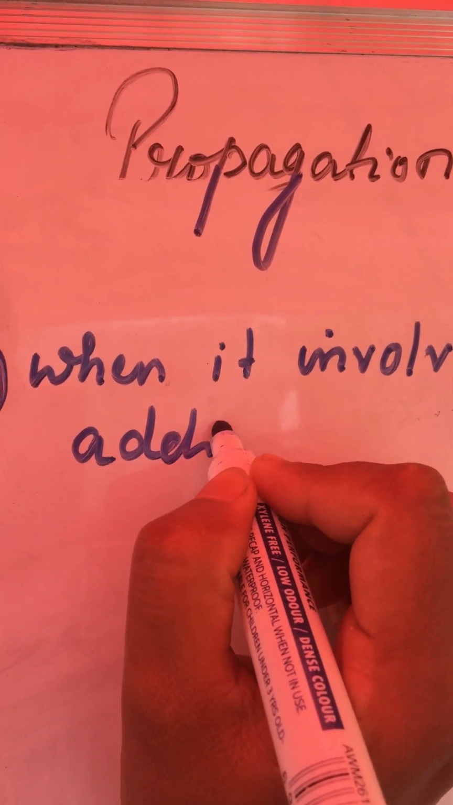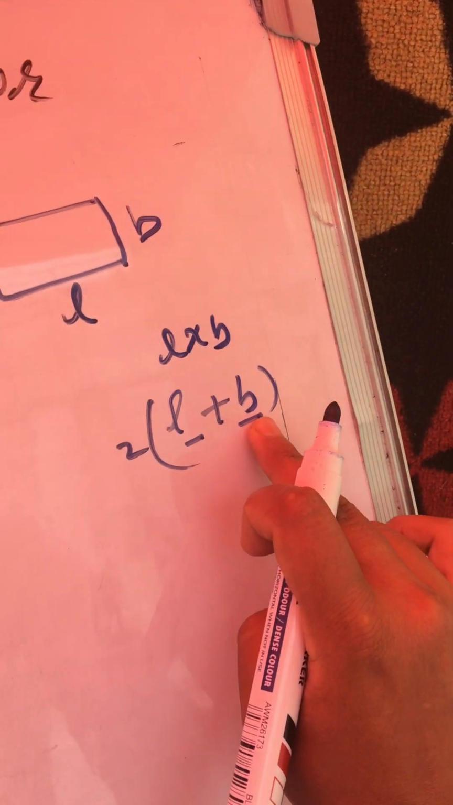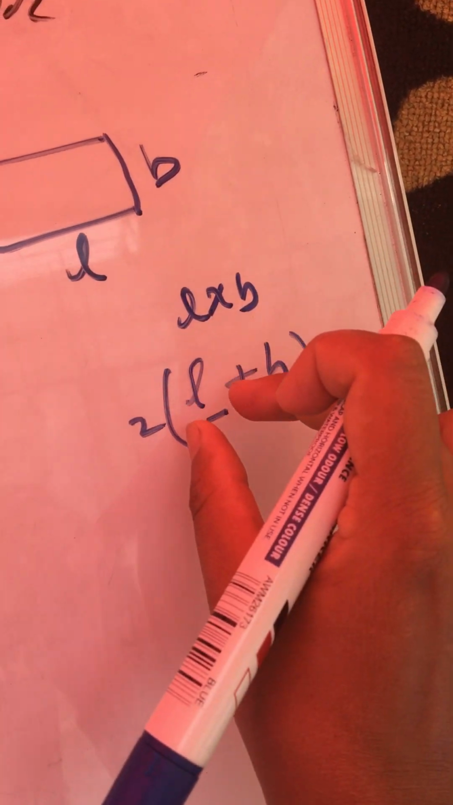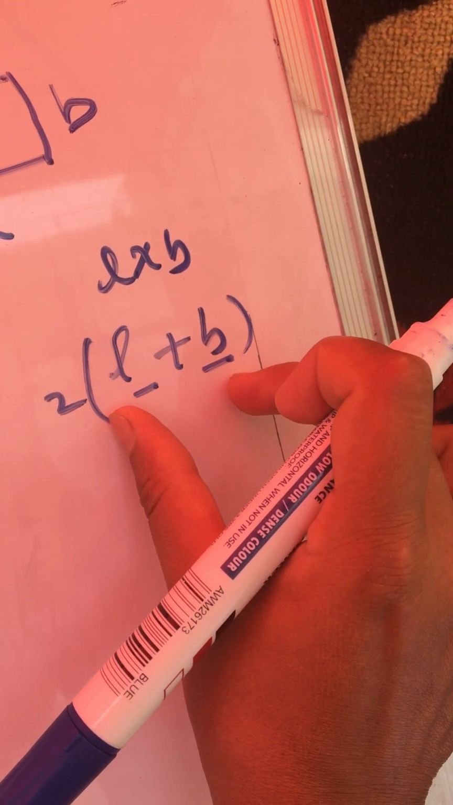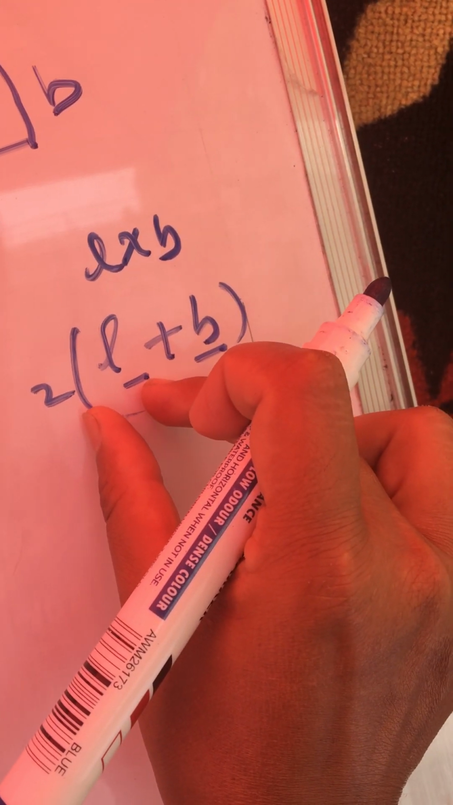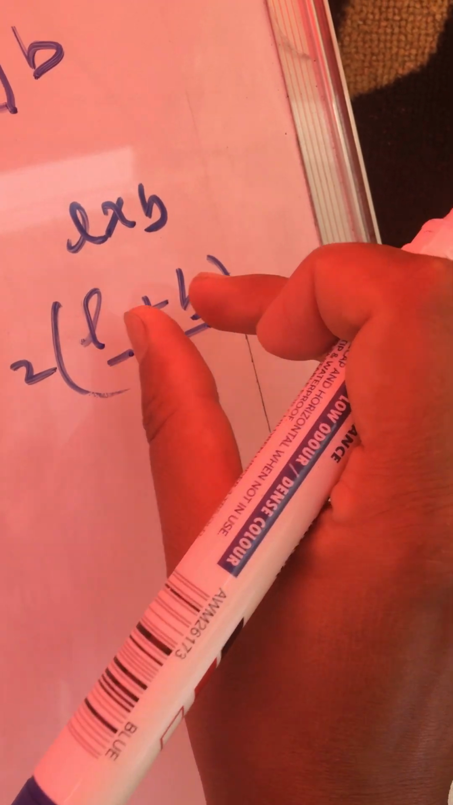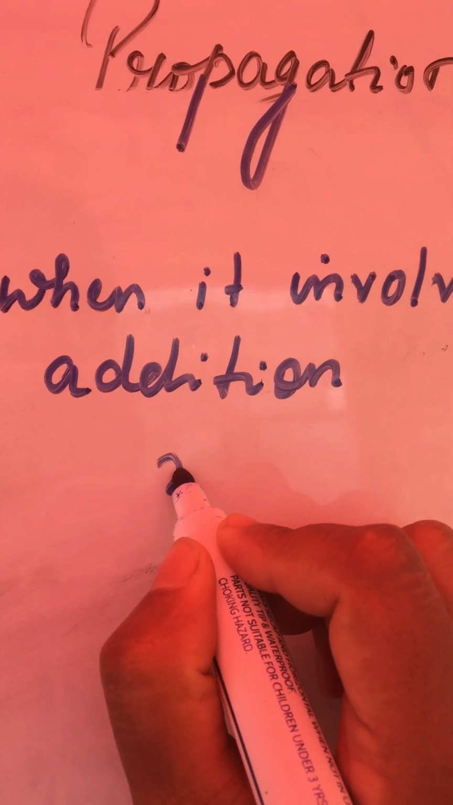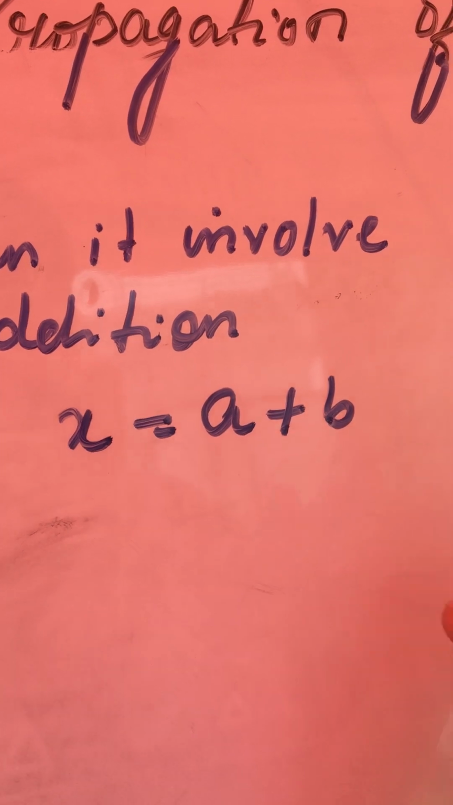Let's say when it involves addition. Suppose you need to find the perimeter, then what do you need to do? You have to do the addition. You need to measure the length, you need to measure the breadth, right? And you need to add them. So the length measurement will have some error, the breadth measurement will also have some error. Error and error, how will they mix up? It's all about that. Let's say X is a plus b, the operation is addition.